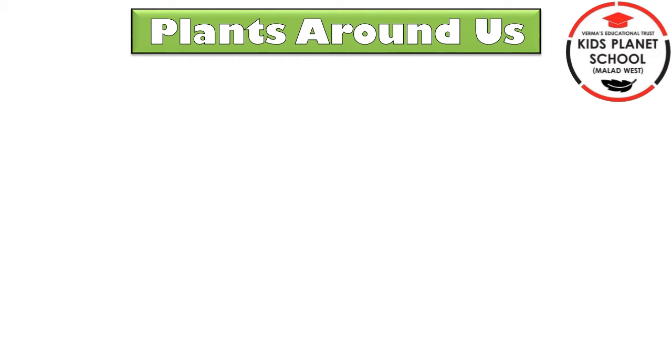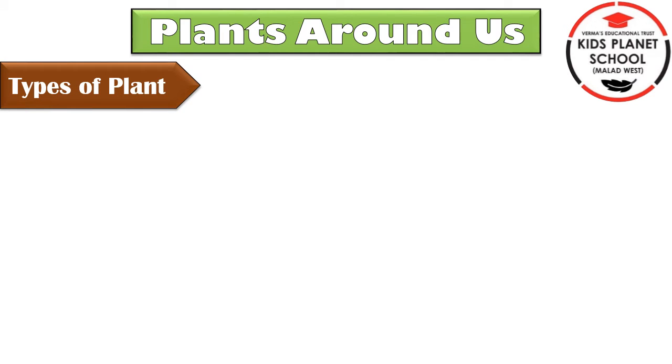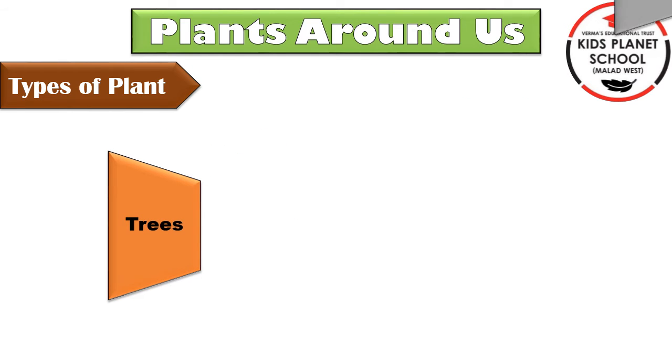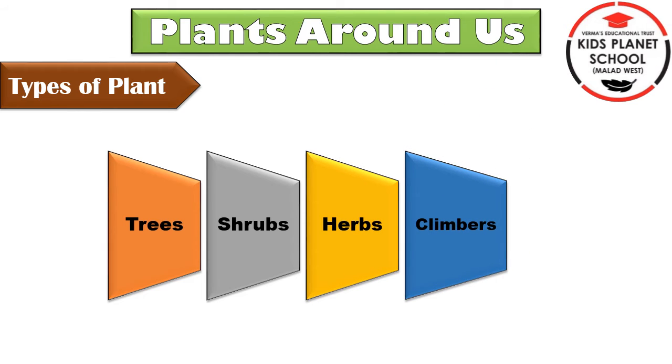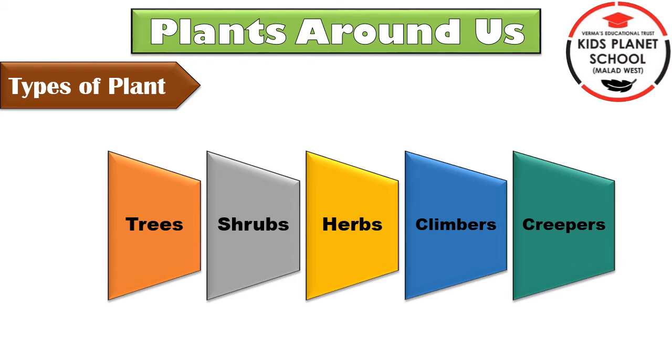Now let us move ahead towards our part 2, that is types of plant. Children, in this part, we will study about different types of plant. Let us begin. Trees, shrubs, herbs, climbers, and creepers. Children, these are the 5 different types of plant. We will study about each type one by one. So let us begin.